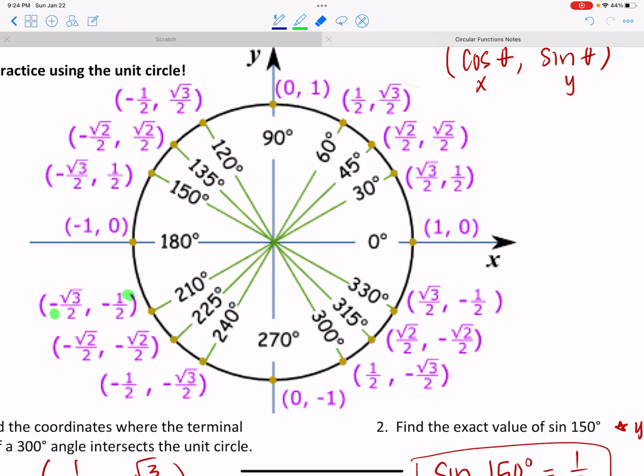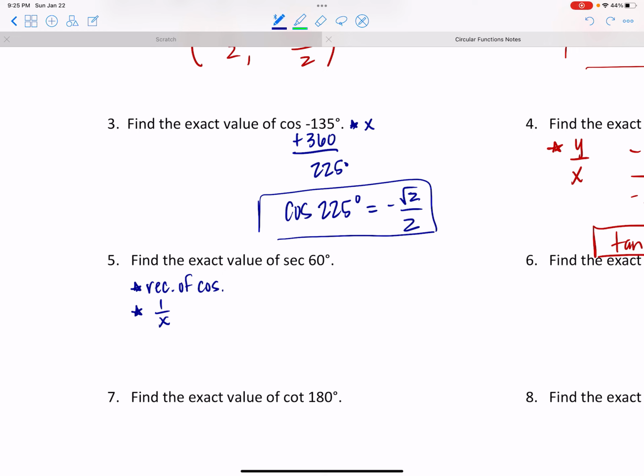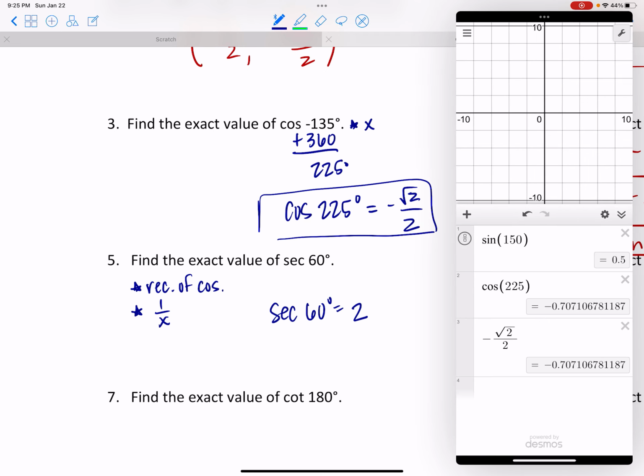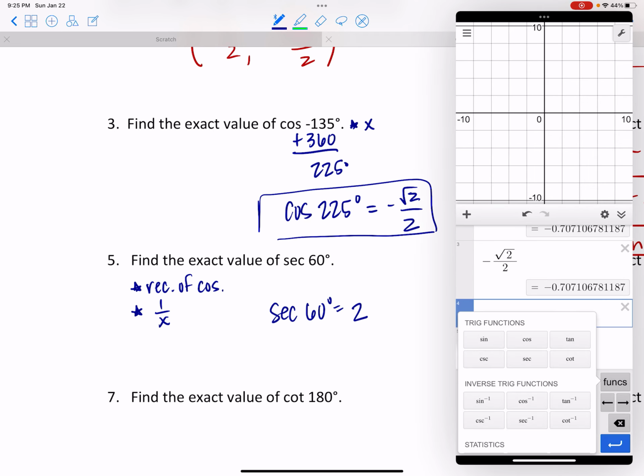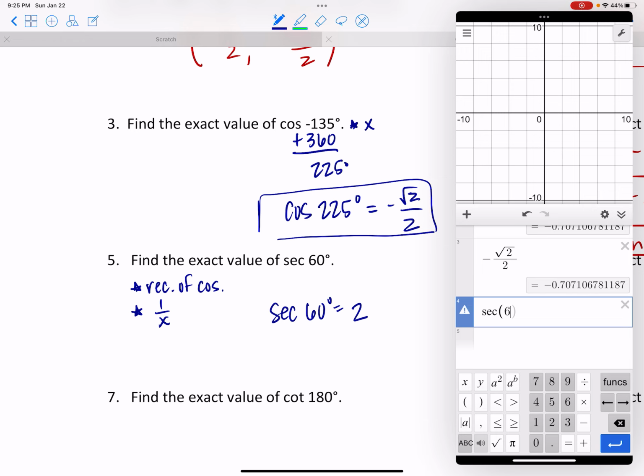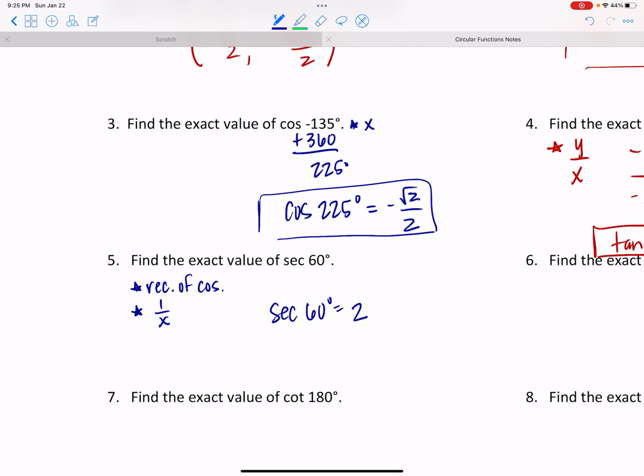But since I have the picture here, again, we're looking for the reciprocal of cosine, cosine being our x value. So the reciprocal of 1/2 is just going to be 2. So we're going to say that the secant for 60 degrees is exactly 2. Again, this would be a really easy one to confirm with your calculator. So let's go secant of 60, and there it is, a nice exact 2.